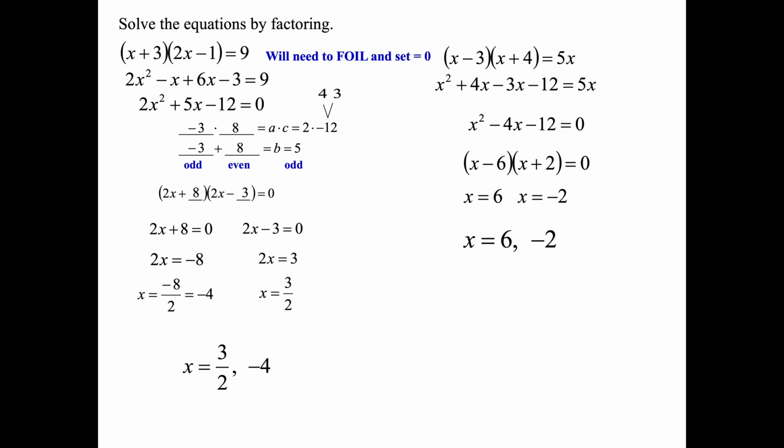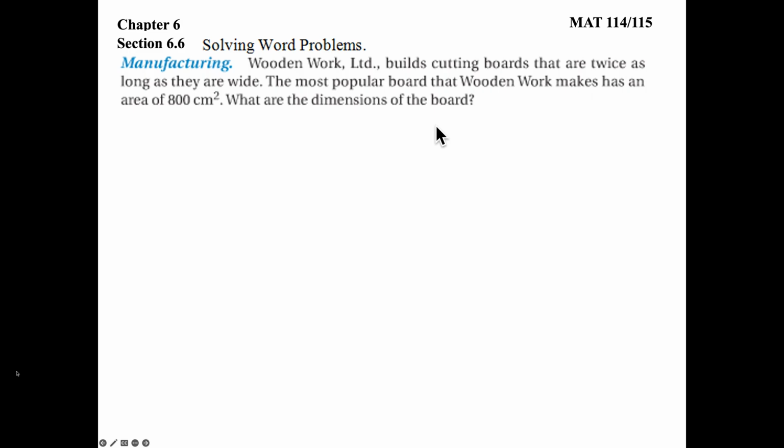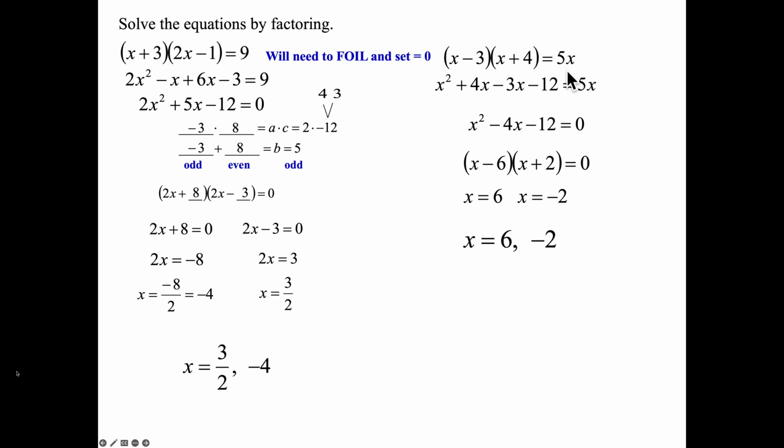All right, word problems. My word problems have to be quadratic, so I have to somehow build an x squared. What we're going to see in our word problems is a lot of area problems: length times width equals some area number. We have to FOIL it out, set it equal to 0, and solve it.